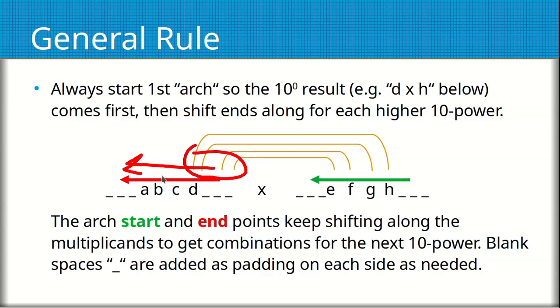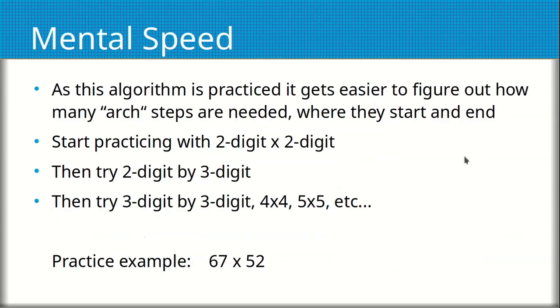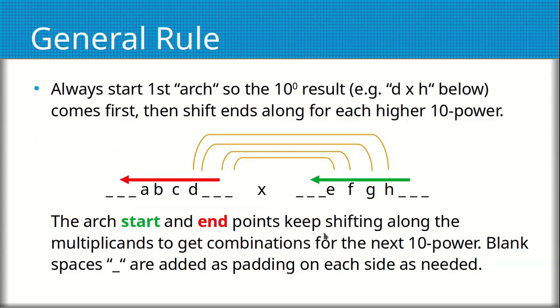And every time you do that, they're lined up differently. The two numbers are lined up differently, so that you end up with a higher 10 power, right? As you shift over the arch, or where the arch lands on, from this number to this number, your power goes up. Okay, so you can practice a few things. Let's practice for now 67 times 52. And in your head, you might be able to do it quicker if you practice.